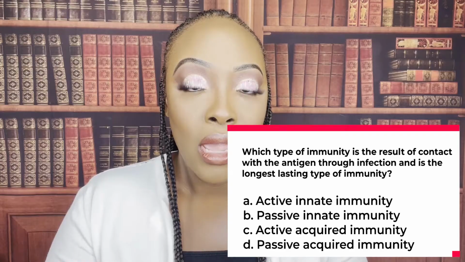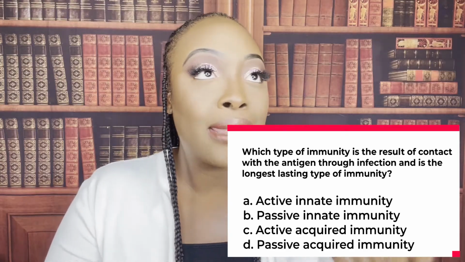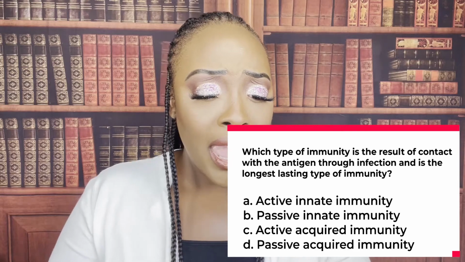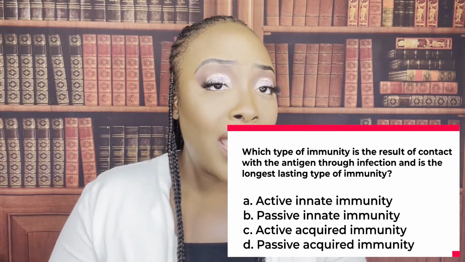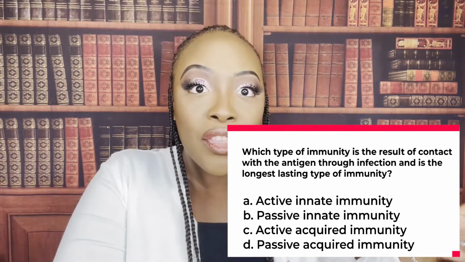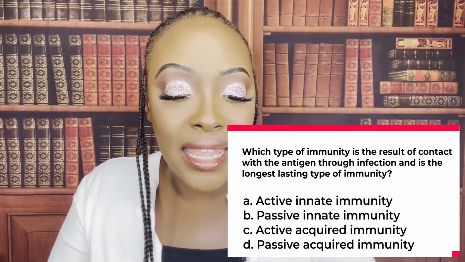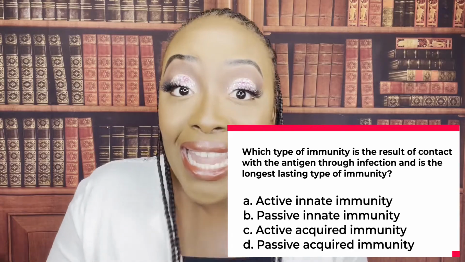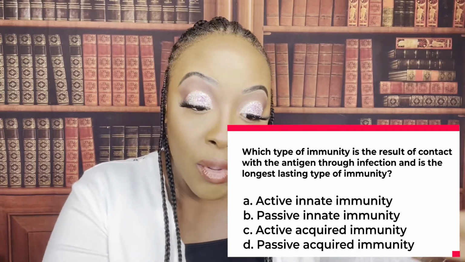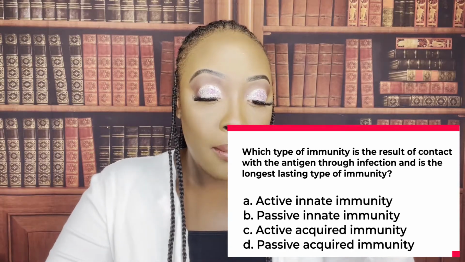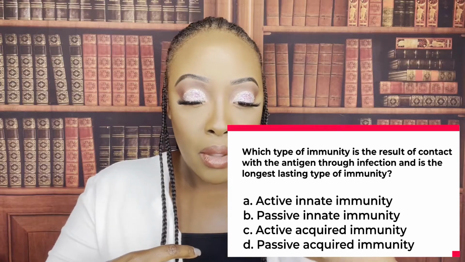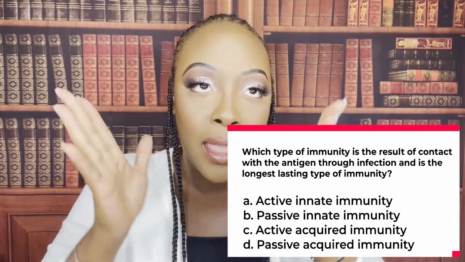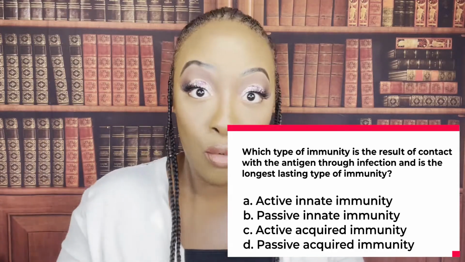Something that's given to you, that's passed down to you from your mother from birth, that's going to be A or B. A, active what? Innate. That means born with, guys, present at birth. Active innate immunity. Choice 2, passive what? Innate immunity. That means born with, guys. You're just born with it. So the innate, you're just born with it, okay?